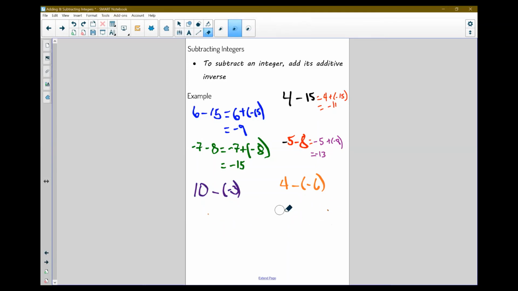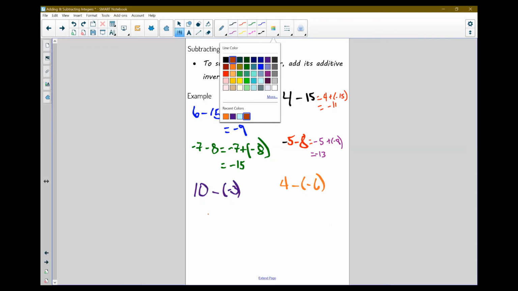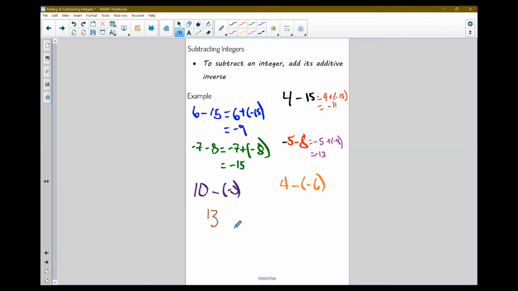All right, so for these 2 problems, we're gonna act like we're adding. We're just gonna strictly add, okay? So 10 minus -3 is 13, okay? That's the same thing as 10 plus 3. That's the same thing, all right?